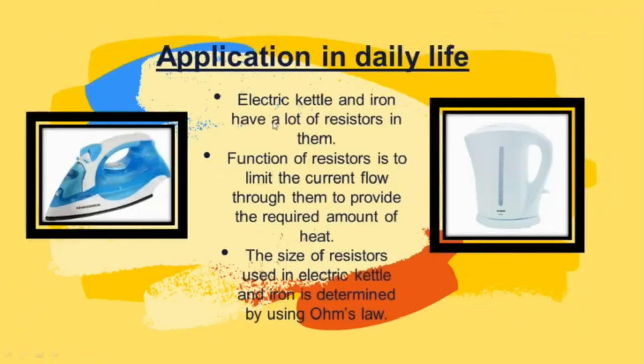So, application in daily life. Electric kettles and irons have a lot of resistors in them. The function of a resistor is to limit the current flow through them to provide the required amount of heat. The size of the resistor used in electric kettles and irons is determined by using Ohm's law.